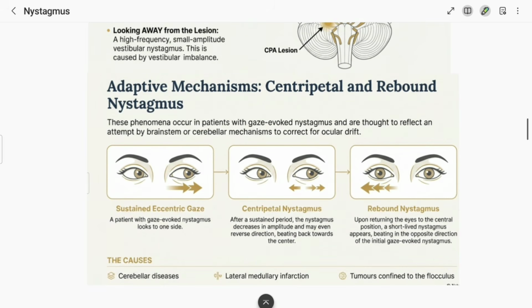The last type of gaze-evoked nystagmus is the centripetal and rebound nystagmus. If there's a sustained eccentric gaze, like a person trying to look towards the left, then nystagmus is induced. First, there occurs a centripetal nystagmus. It is something like an attempt by brainstem or cerebellar mechanisms to correct for ocular drift. After a sustained period, nystagmus decreases in amplitude, and then rebound nystagmus occurs. That is, the gaze was in the left direction, and nystagmus starts to occur in the right direction. It can occur in cerebellar diseases, lateral medullary infarction, and tumors confined to the flocculus.